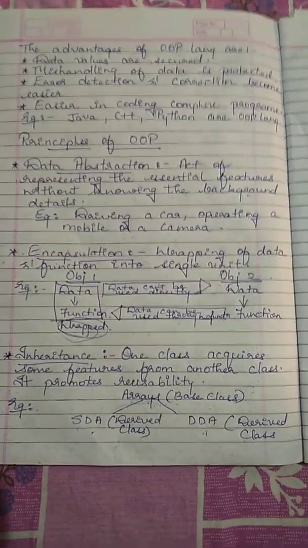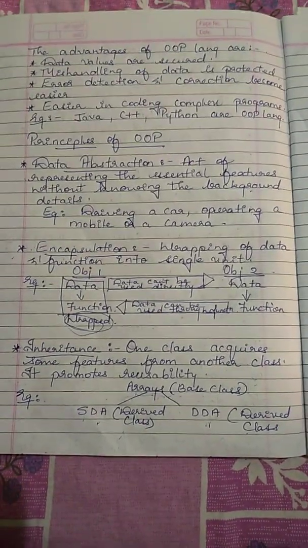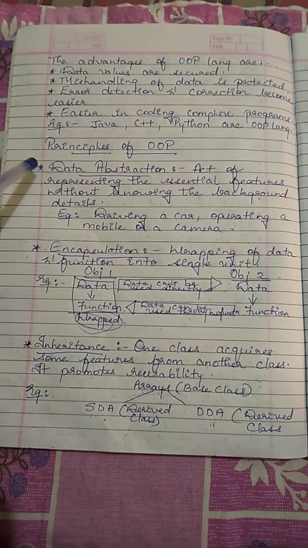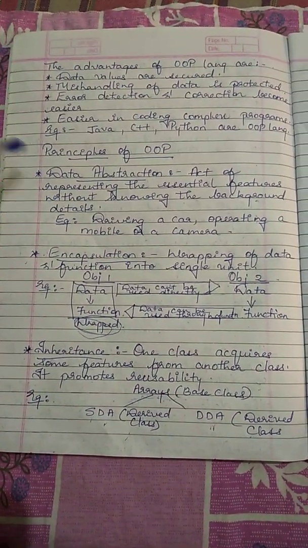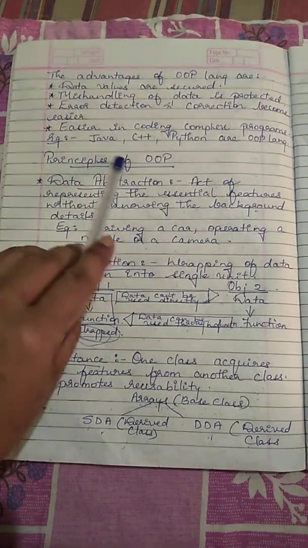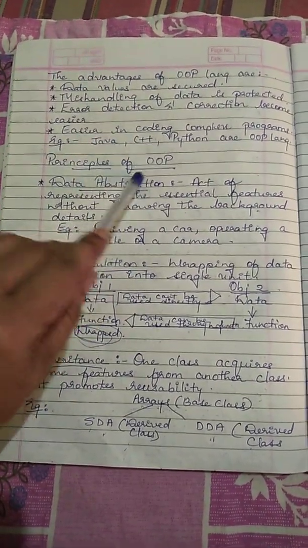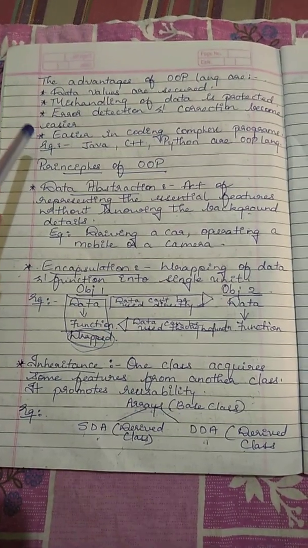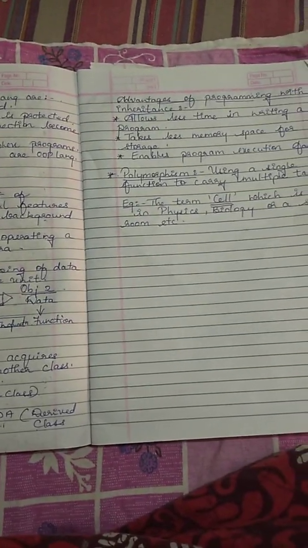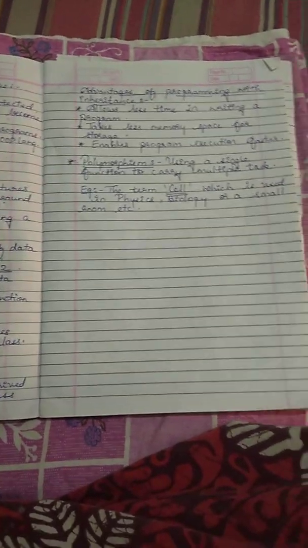Then you had certain advantages of OOP. Just now I told you, data values are secured over here, and data is also protected. Debugging can be easily done, the correction can be easily done by the programmer, and the coding is short, not as lengthy. And these were the principles of OOP that I explained just now for you all. Okay, I will stop over here. Thank you.